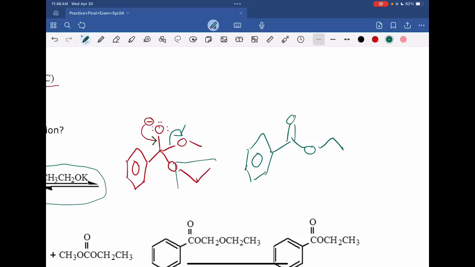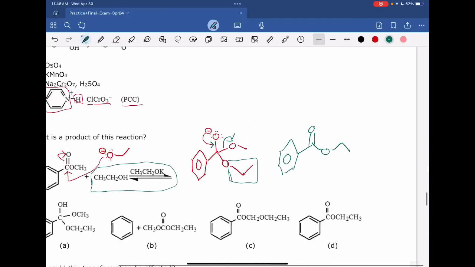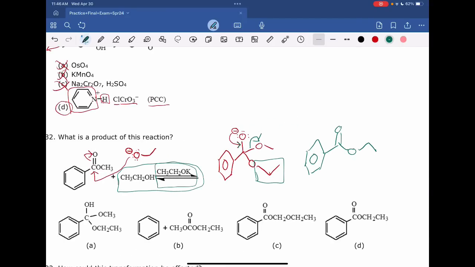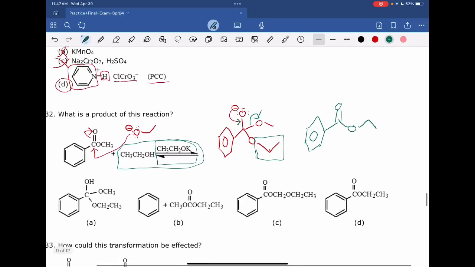Because you have much more of this base, you're in excess. It's really important for you to understand that concept of what excess does to a reaction. So that's going to be D.